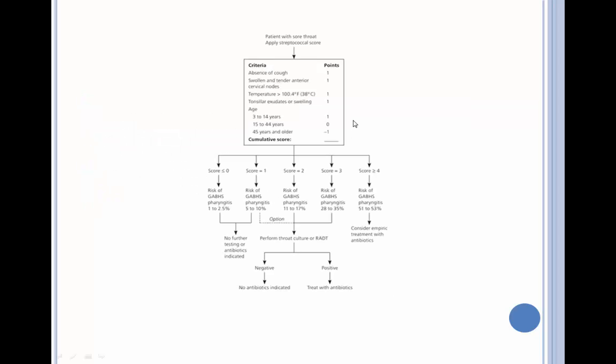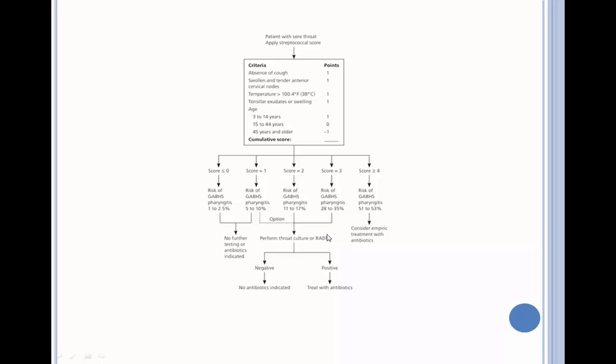This is the point criteria. If there is absence of cough, you give 1 point. If there is lymphadenopathy, you give another point. If there is high temperature, another point, or exudates, 1 point. And the age of the patient: the younger the patient, the higher the points. So if you get less than or equal to 1, no further testing, most likely it is viral. If you have 2 or more, then you do a throat culture or rapid strep test.